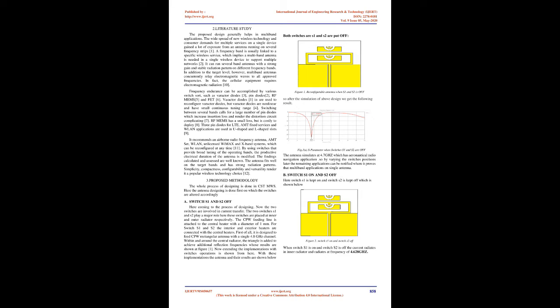2. Literature study. The proposed design generally helps in multiband applications. The widespread of new wireless technology and consumer demands for multiple services on a single device gained a lot of exposure for an antenna running on several frequency bands. 1. A frequency band is usually linked to a specific wireless service, which implies a multiband antenna is needed in a single wireless device to support multiple networks. 2. It can run several bands with a strong gain and stable radiation pattern on different frequency bands.